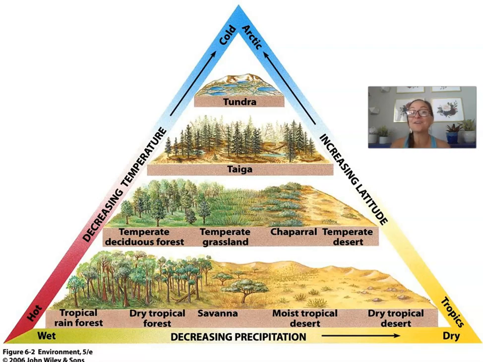So if we look at how ecosystems or biomes are distributed across planet Earth, we have certain factors that determine where you find them. At the bottom you have the hot temperatures, and the limiting factor here is the amount of rain. As you go from a really wet environment with the tropical rainforest over to the dry, the dry tropical forest can get converted into a savanna, then a tropical desert, and then a dry tropical desert.